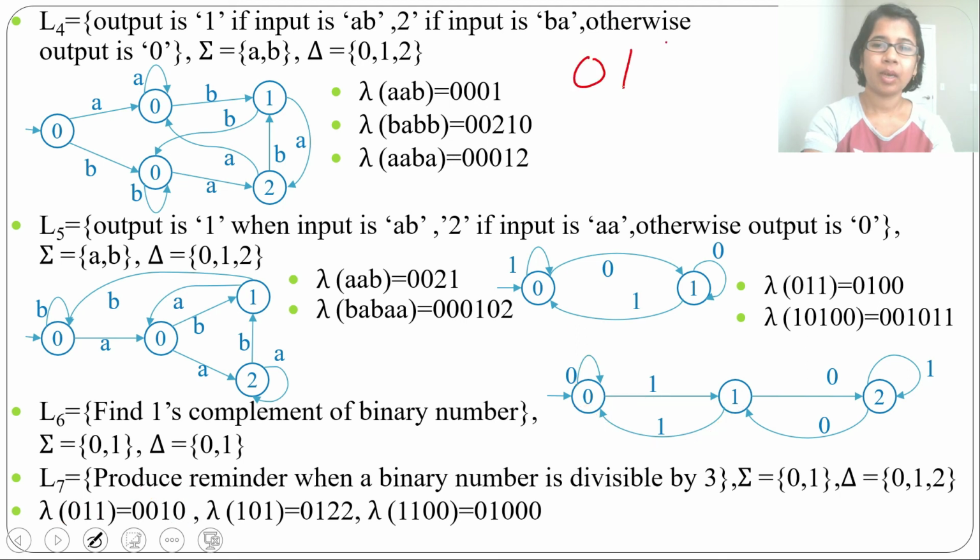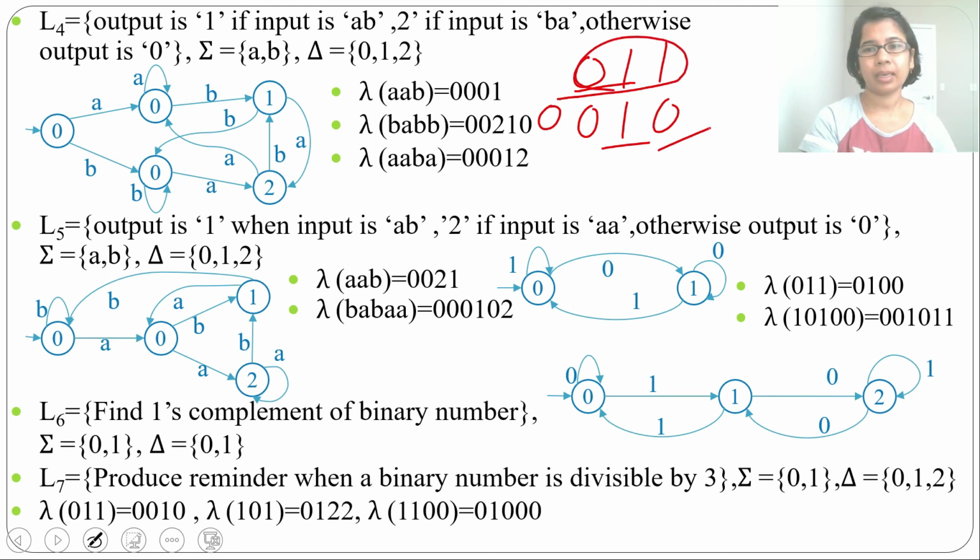For 0, 1, 1, initially it will be 0. Then for this 0 we are getting 0. Then for 1 we are getting 1. So for this 0, 1, remainder is 1. For this 0, 1, 1, remainder is 0. You can just check the last output and you can find what is the remainder.